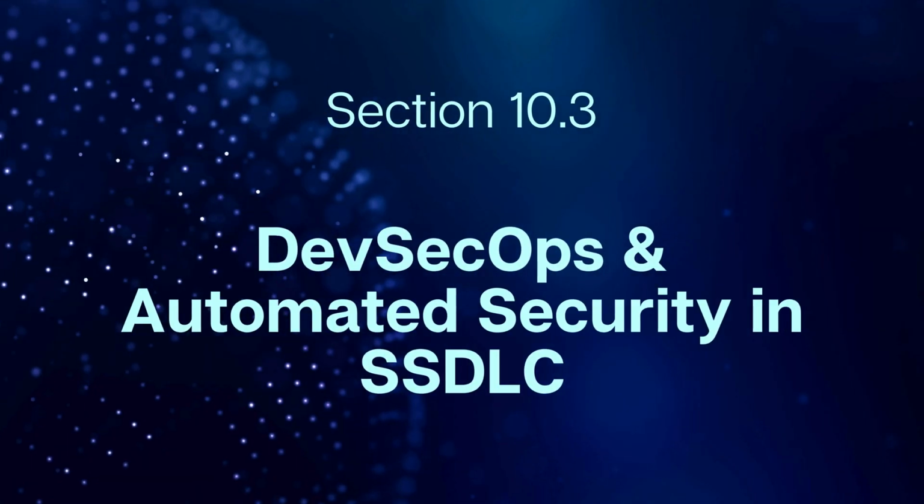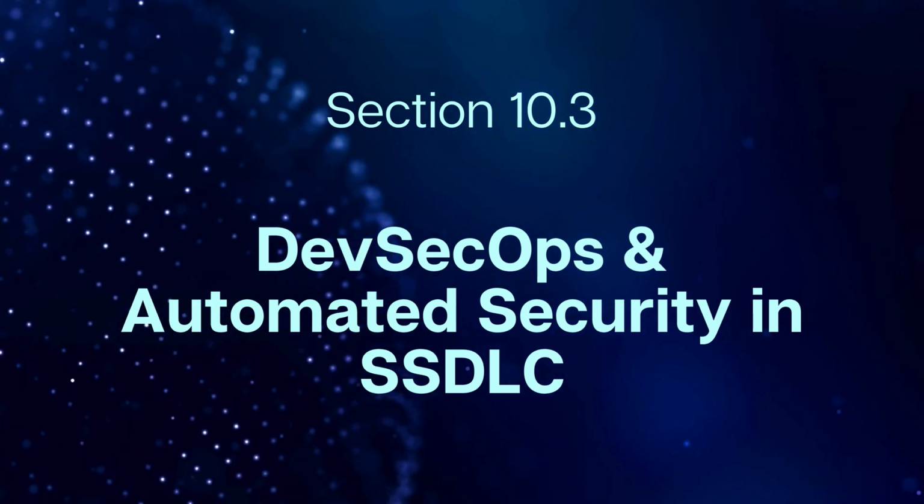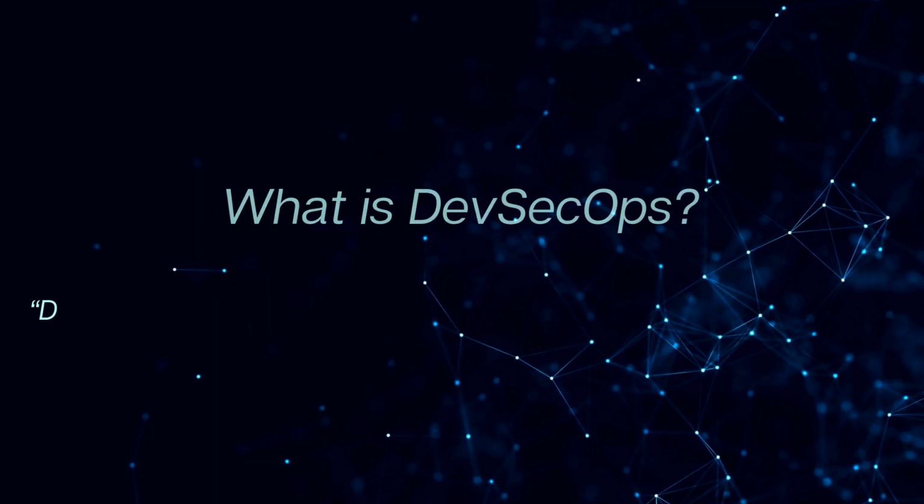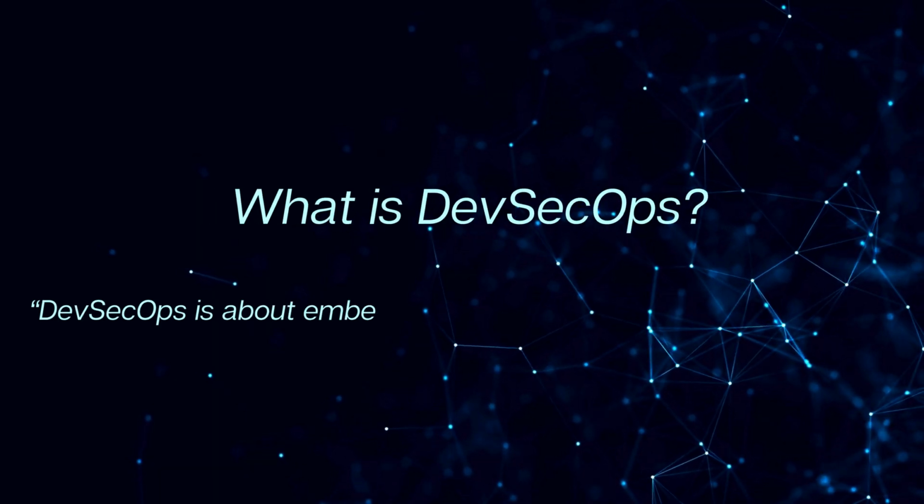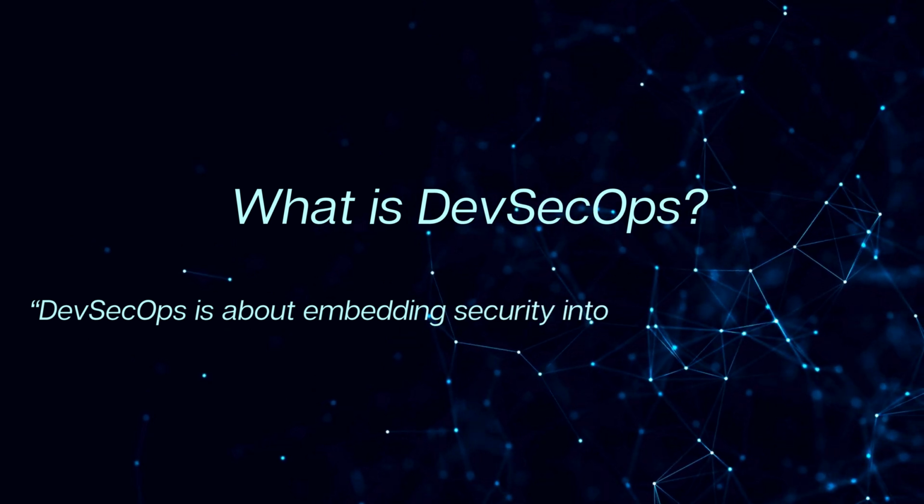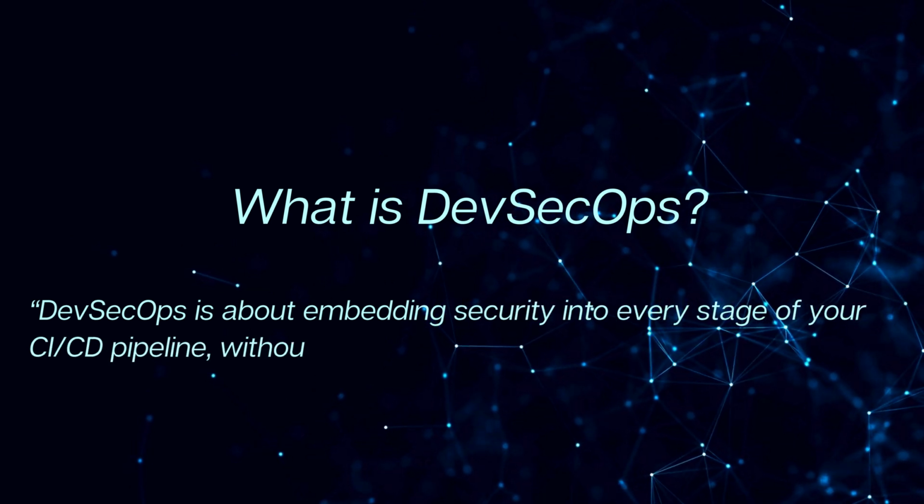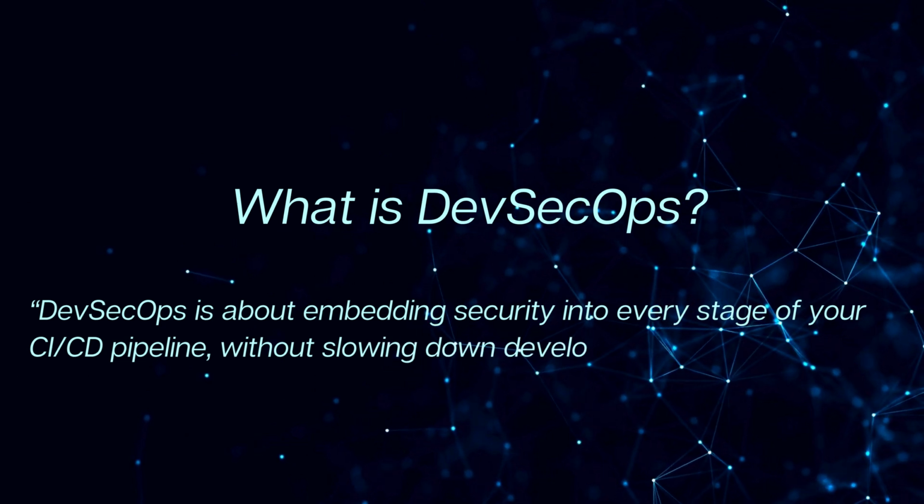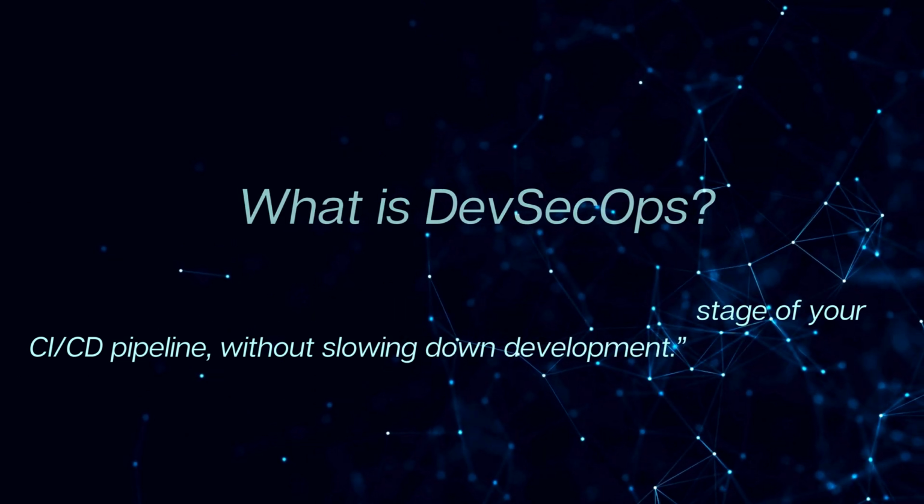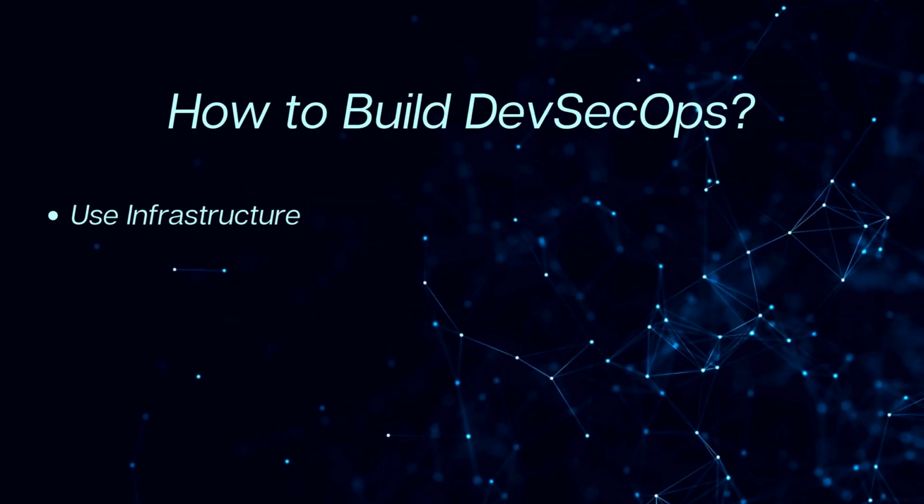Section 3. DevSecOps and automated security in SDLC. Now let's bring it all together with DevSecOps. DevSecOps is about embedding security into every stage of your CI/CD pipeline without slowing down your development process. Here is how to do it.